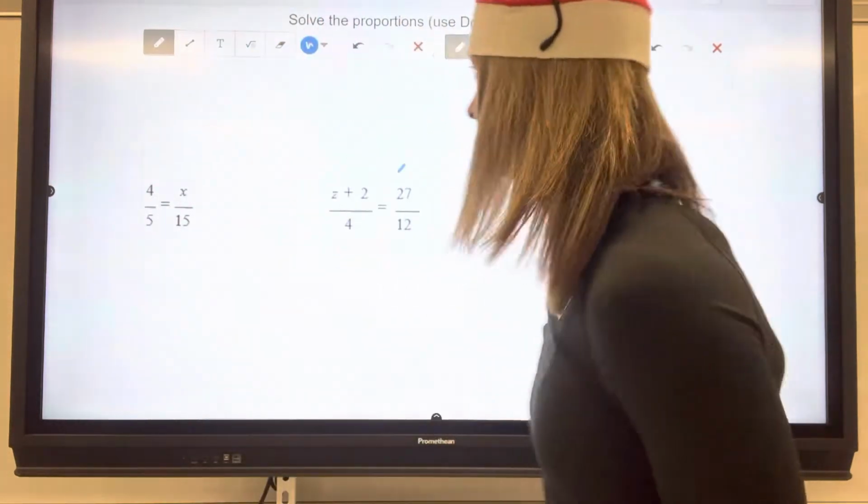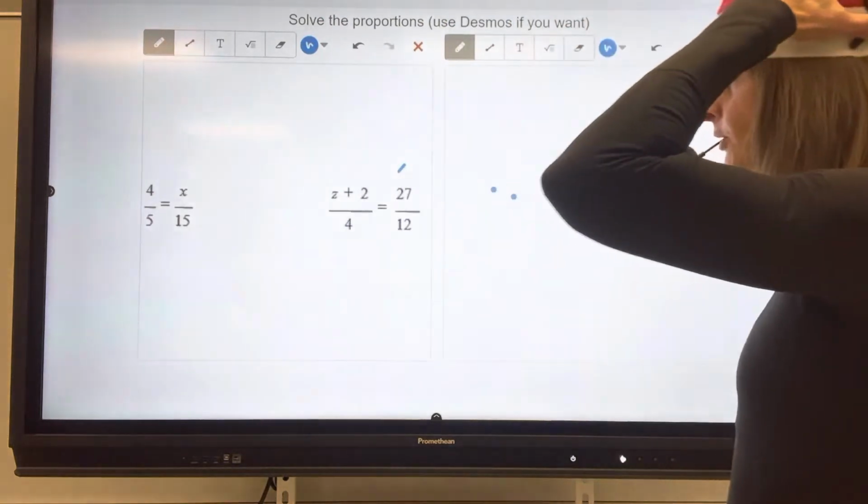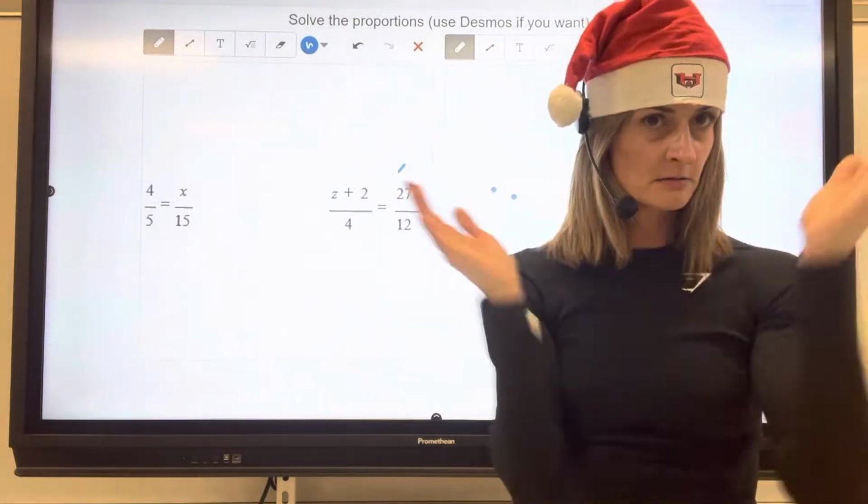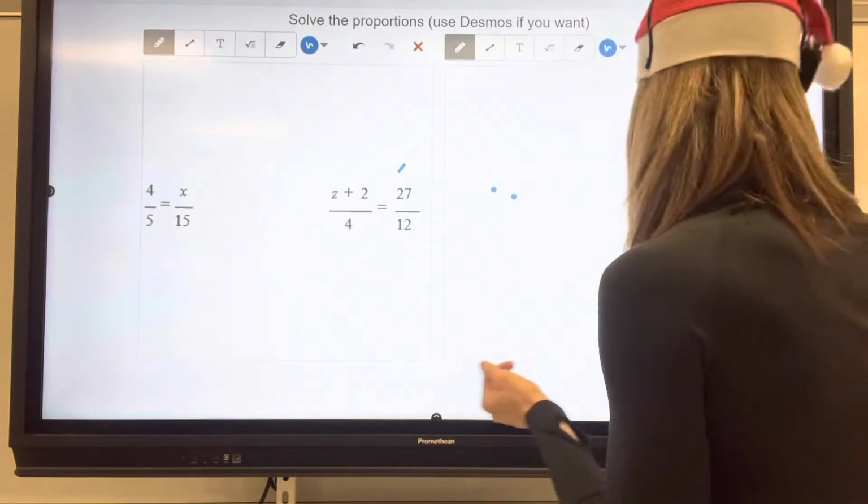Okay, so everyone is on slide number 7. We've got 2 problems we need to get done here, and this is a quick little review.